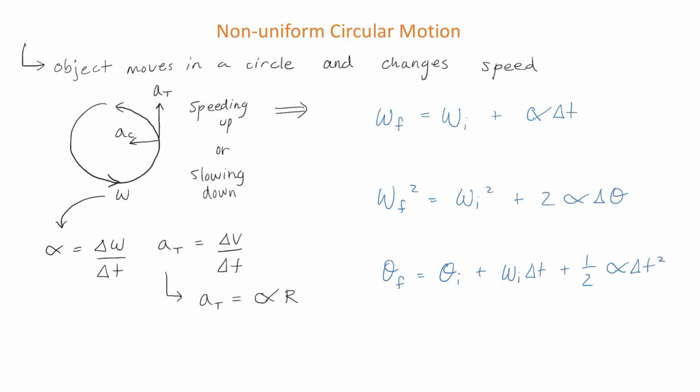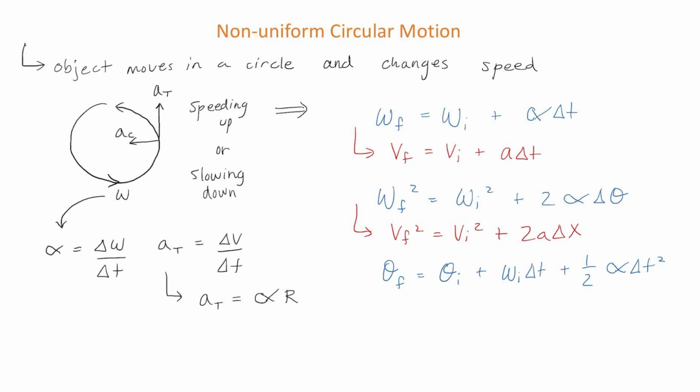So we have the final angular velocity is equal to the initial angular velocity plus the angular acceleration times delta t. And comparing this to our kinematic equations, we see that this is just the Vf is equal to Vi plus a delta t equation. Next, we have the final angular velocity squared is equal to the initial angular velocity squared plus 2 times the angular acceleration times the change in the angular position. And this is comparable to the Vf squared is equal to Vi squared plus 2a delta x kinematic equation.